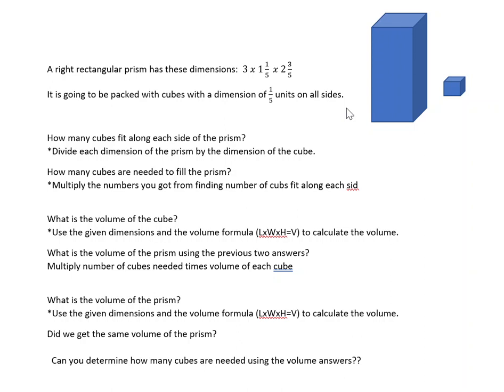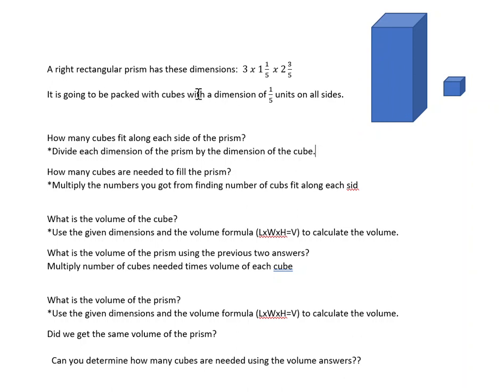If we're looking at a volume question like this one, a right triangle prism has these dimensions, 3 by 1 1/5 by 2 3/5. So that's the prism. That's the rectangular prism. So this bigger one here that we see has these dimensions, 3 on one side, 1 1/5 on one side, and 2 3/5 on one side.